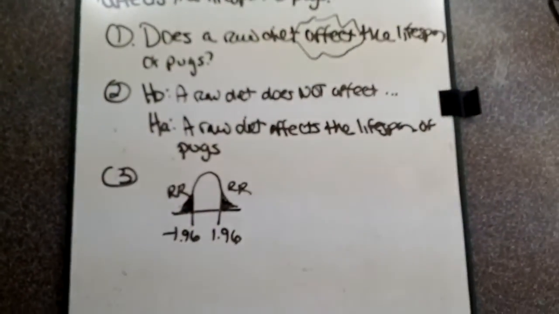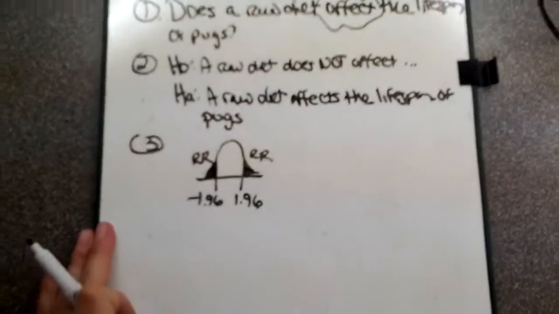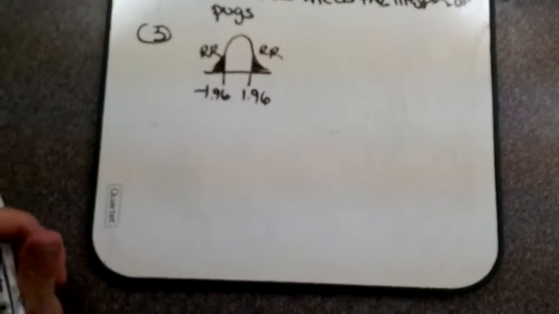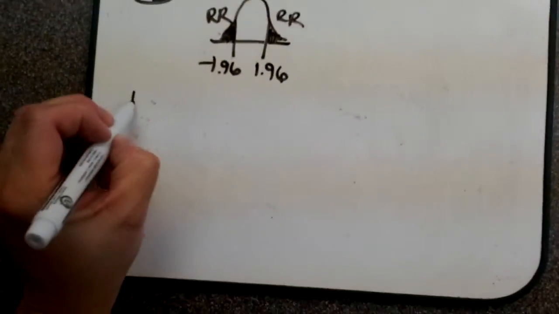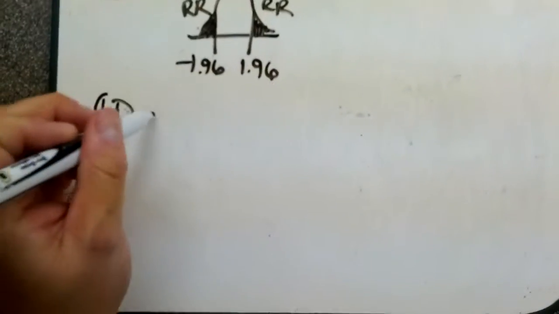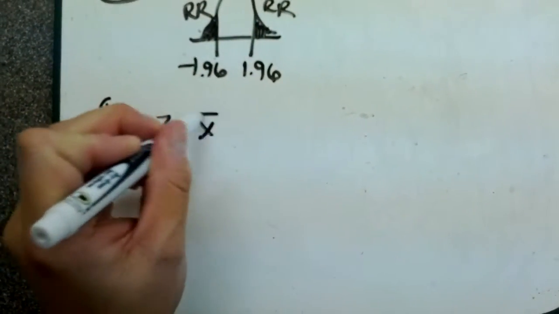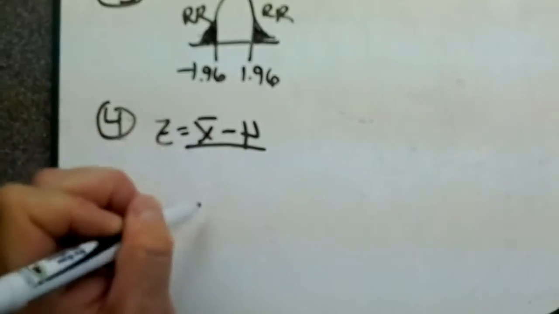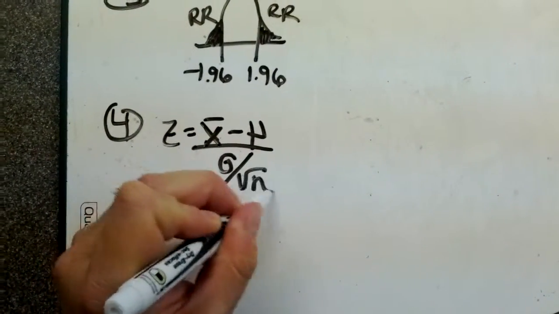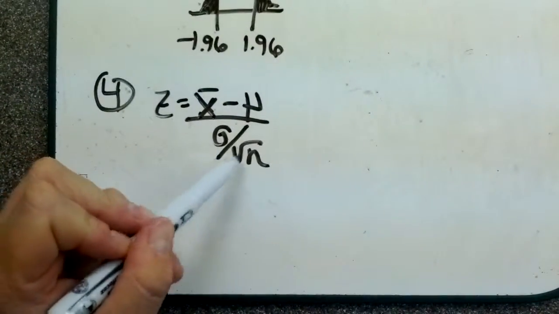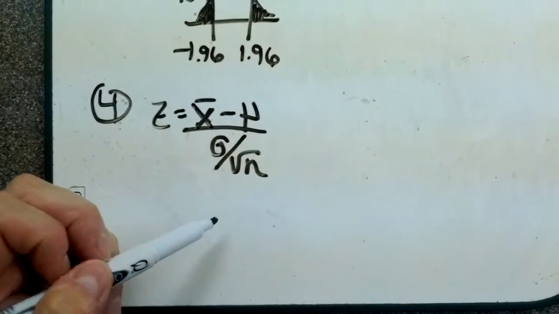Now we're going to do step 4. Step 4 is where the math looks a little different than what we've been seeing because the individual Z had fewer numbers. But let's go ahead and set up our formula. Remember, it is x bar minus mu divided by sigma divided by the square root of n. Don't forget the square root. A lot of students forget the square root.